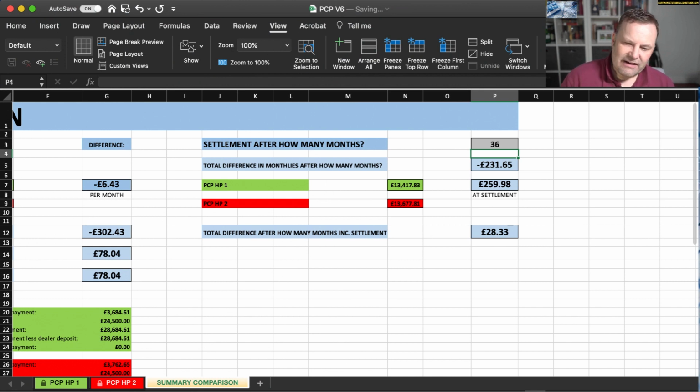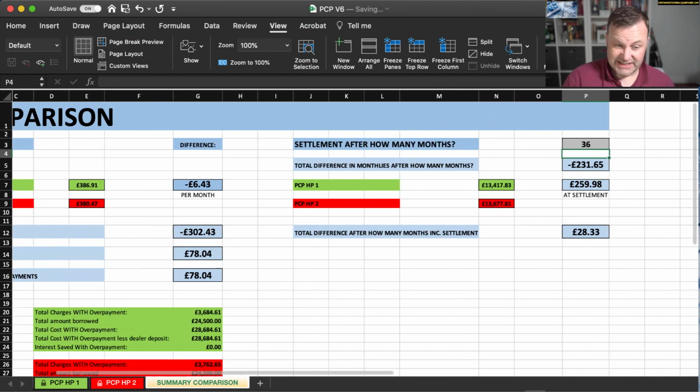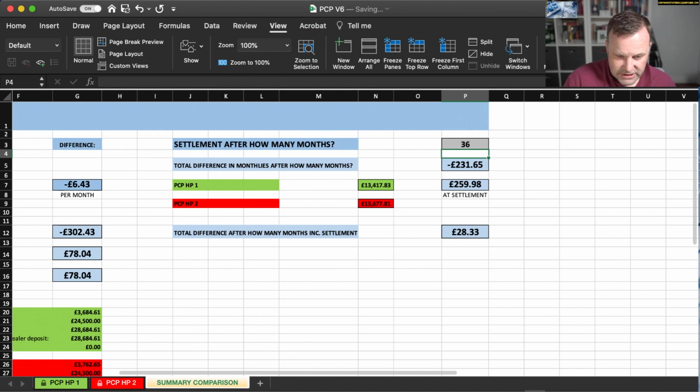And on the red, it will cost us £13,677. So yes, after 36 months, we have paid £231 less in monthly payments. That's essentially 36 times this difference here. But it's going to cost us £259 more to settle the red agreement than the green, because you've got one more month on the term. So overall, it's going to be £28 cheaper to run the green agreement than the red agreement and settle after 3 years. And you can do that for anything.